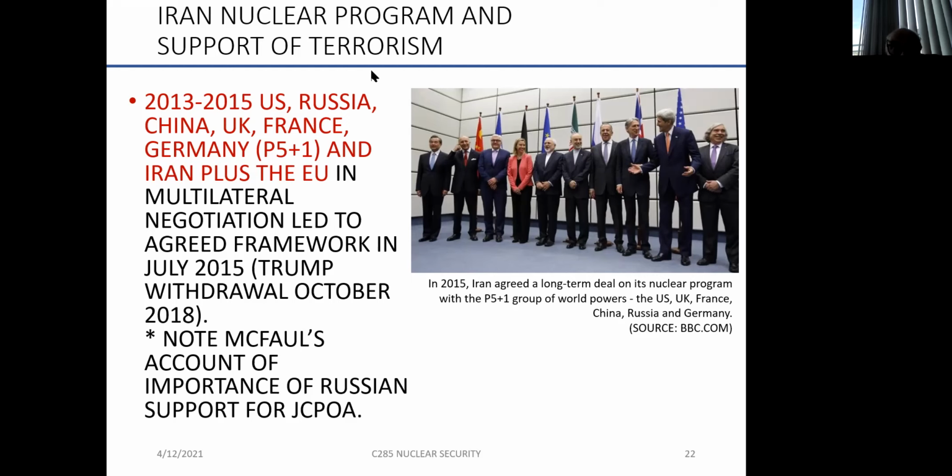Kerry was extraordinarily dogged in determination of his efforts to get an agreement. And the chief State Department negotiator was Wendy Sherman, who is now the Deputy Secretary of State under Blinken in the Biden administration. Okay, so this was the JCPOA. Move on.